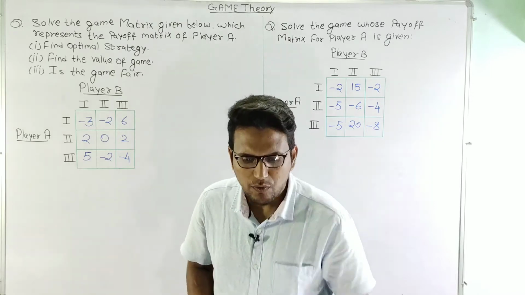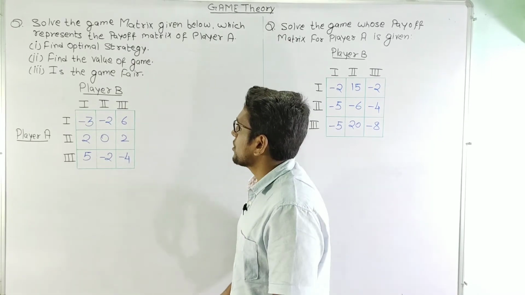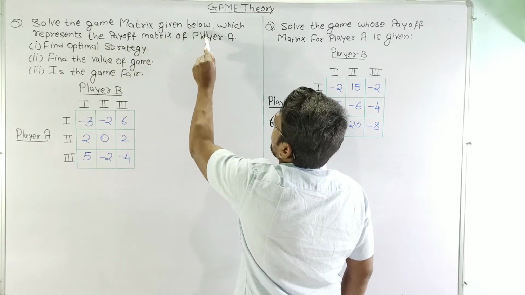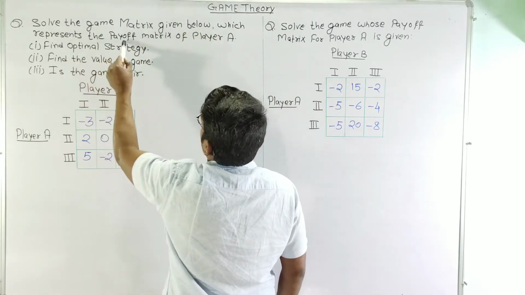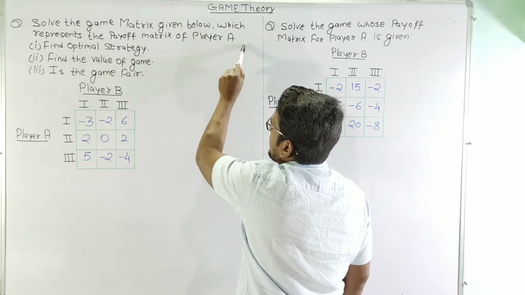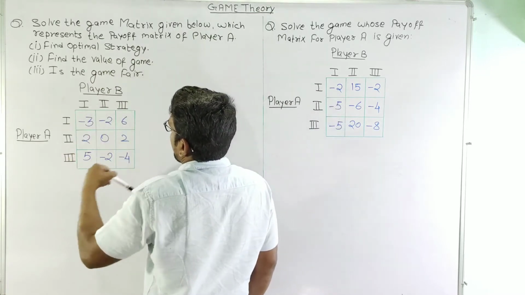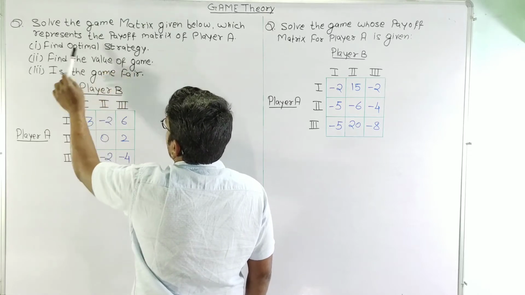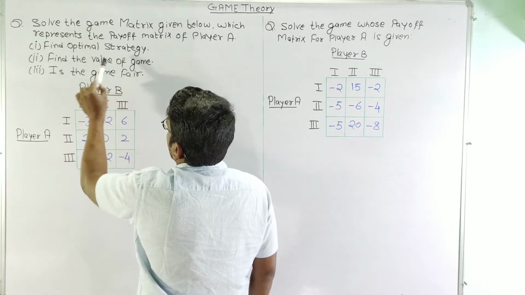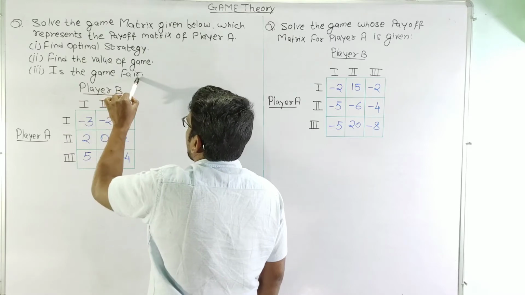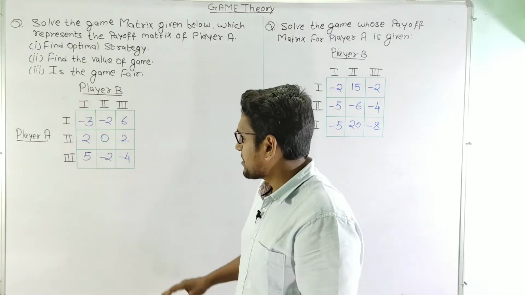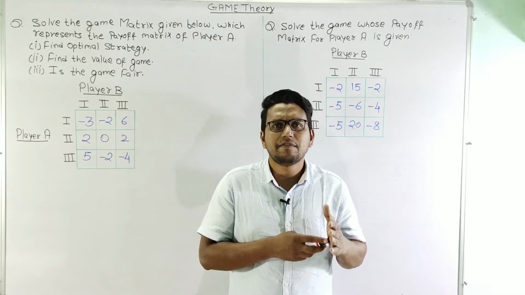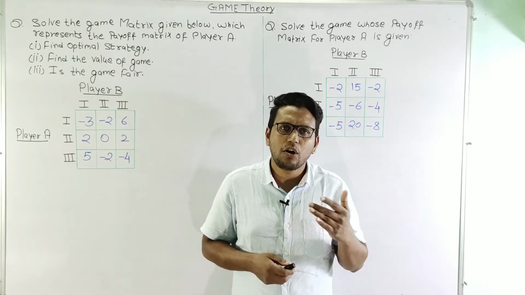So let us move towards the problem. The first problem says: solve the game matrix given below, which represents the payoff matrix of player A. So this is the payoff matrix for player A. Find the optimal strategy, find the value of game, and is the game fair? First of all, in any problem, we need to identify whether there is a saddle point or not.